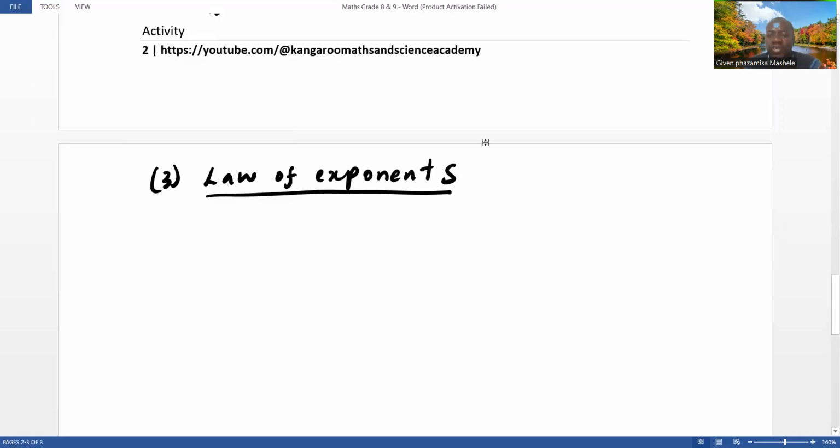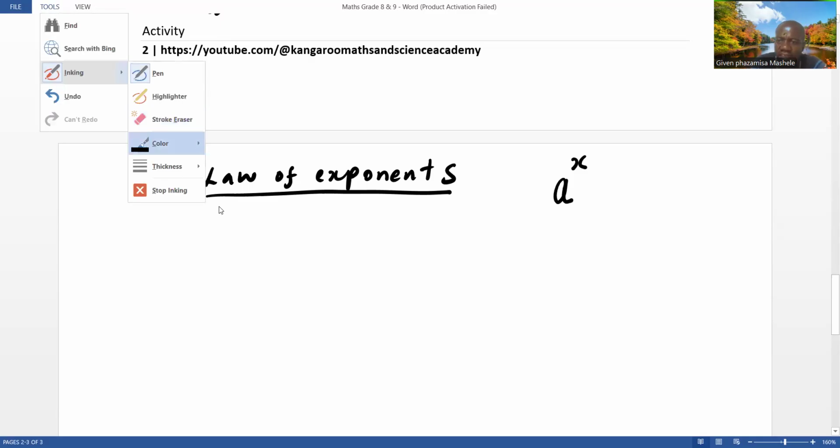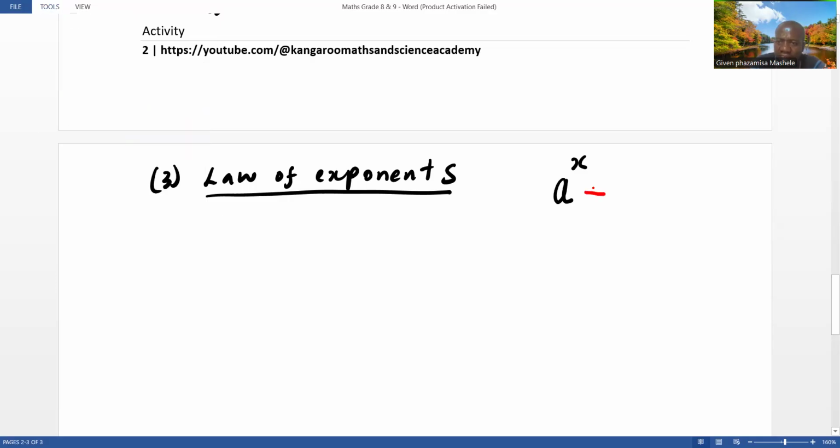Remember, as a notation, what did I say? I said if we have a to the exponent of n, or a to the power of n, then which one is the base? The base here is the a. And which one is an exponent? The exponent is the x. So remember, the x is telling us how many times we are multiplying a by itself.